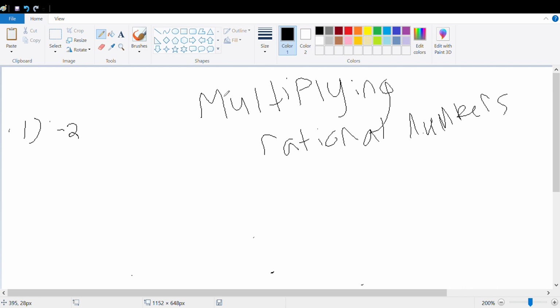Before we start this, there is a rule when multiplying negatives and positives, right? So the way we could differentiate this: a positive times a negative equals a negative. A negative times a positive equals a negative. Two negatives times each other is equal to a positive, okay?